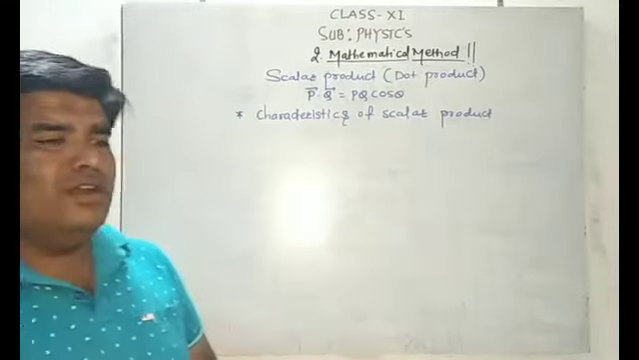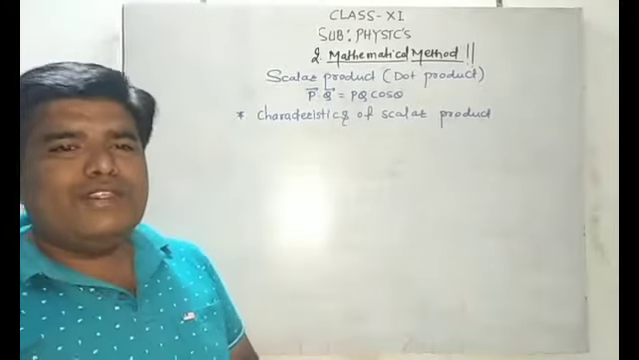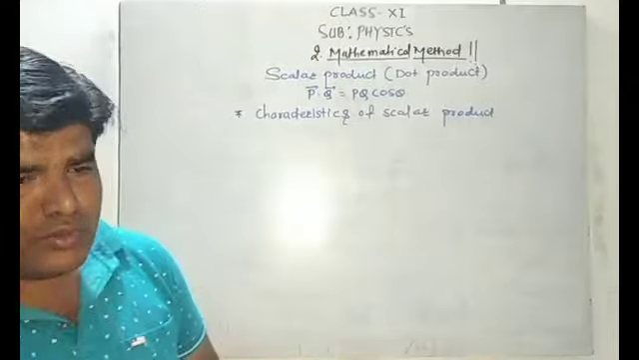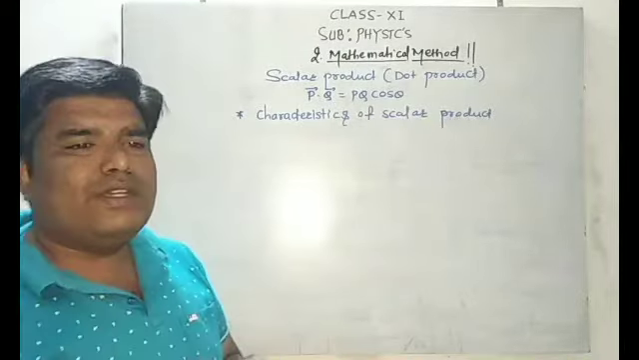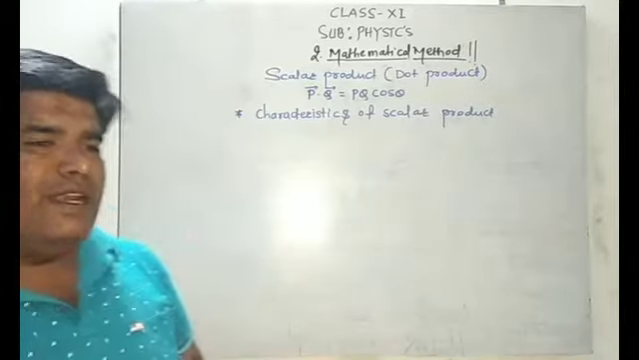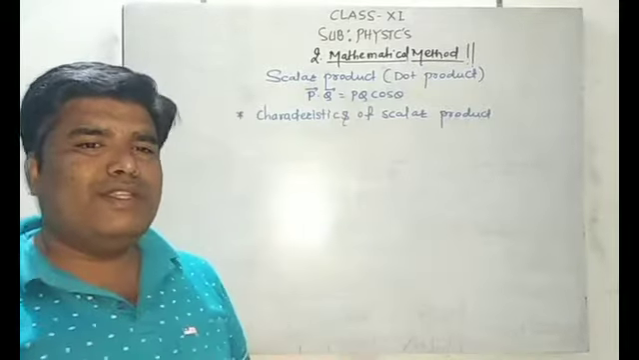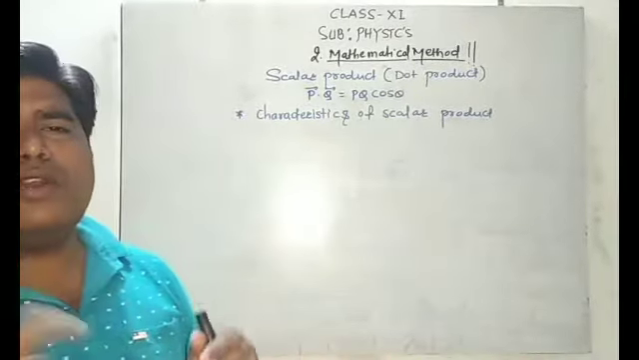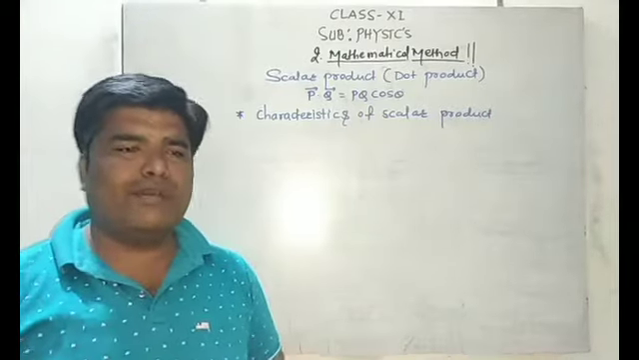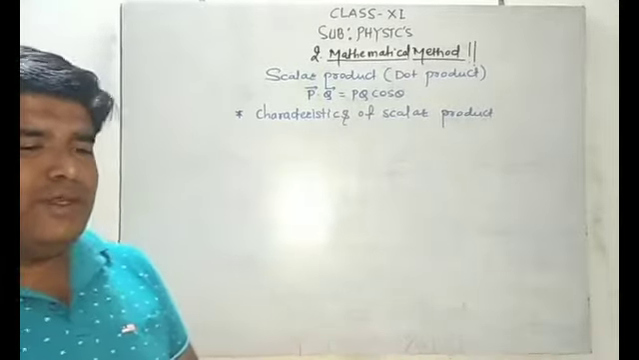Then we have to make a difference between these two quantities by putting some symbols. For a scalar product, we put a dot in between the two vector quantities, and therefore it is called the dot product. And if the multiplication gives a vector, then we put a cross between the two vector quantities, and therefore it is called the cross product or vector product. So I hope you have understood this, okay?